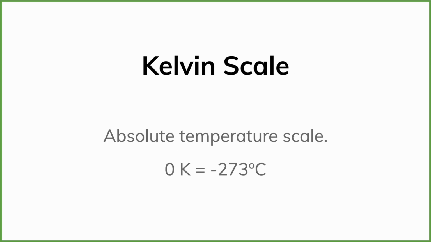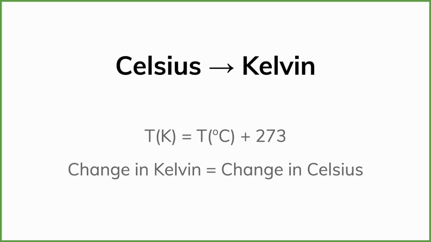Another temperature scale that we use in the scientific community is the Kelvin scale. So it's an absolute temperature scale. So you have 0 Kelvin, which is absolute 0, and that corresponds to negative 273 degrees Celsius. And you cannot have negative temperatures on the Kelvin scale. 0 is the lowest temperature, and then it goes up from there.